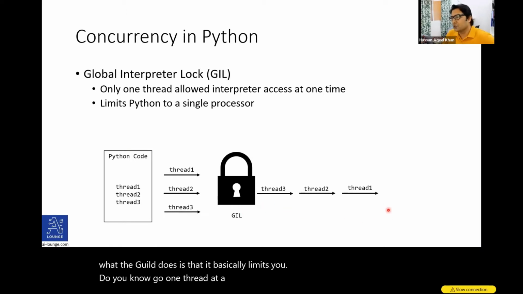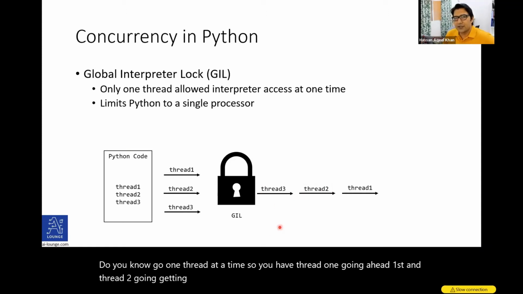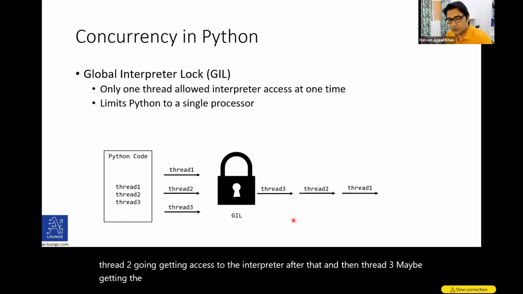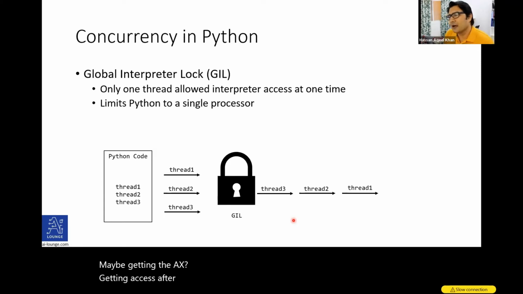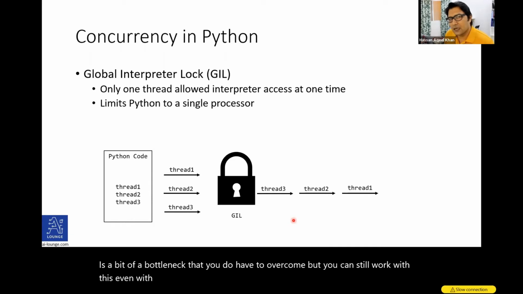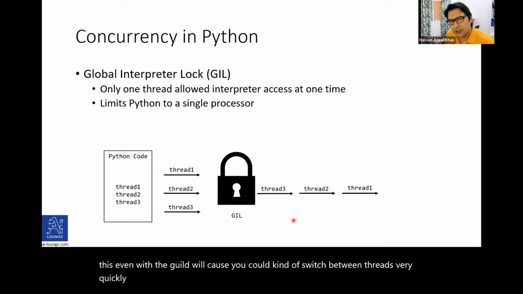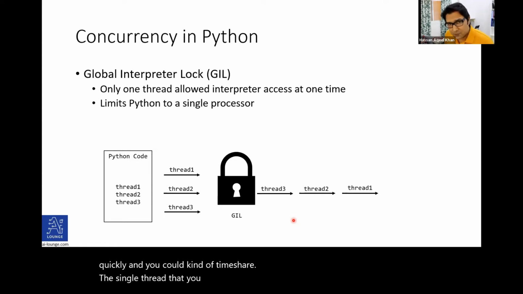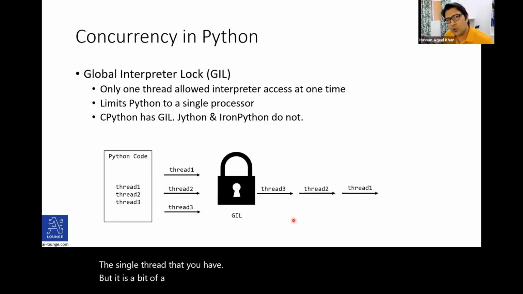So you have thread 1 going ahead first, and thread 2 getting access to the interpreter after that, and then thread 3 maybe getting access after that. So it is a bit of a bottleneck that you do have to overcome, but you can still work with this even with the GIL, because you could switch between threads very quickly and time share the single thread that you have. But it is a bit of a bottleneck, and this is why some variants of Python have completely let go of the GIL, and they don't have this.